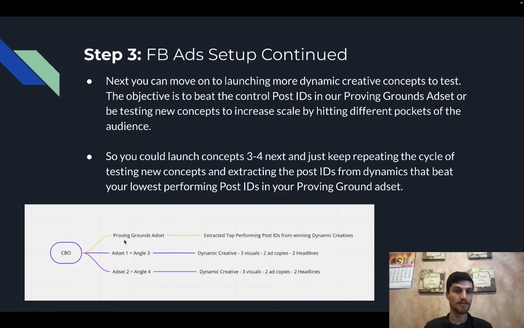So there's a CBO, Proving Grounds ad set, and then you have our extracted top performing post IDs from the winning dynamic creatives. You have ad set 1 with your new angle that you just made, so angle 3, ad set 2 with angle 4, and then you have your dynamic creatives with your visuals and copies and headlines in there. So this is a basic summary.